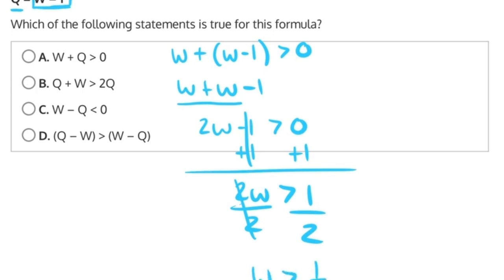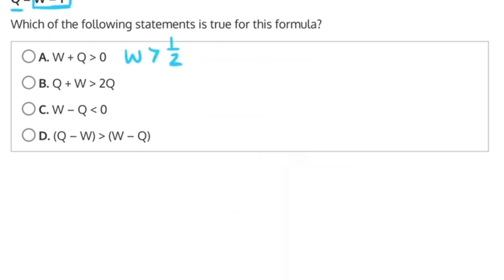In this case, this is too abstract for us to say this is the correct answer right away, so let's see if we can find a more concrete answer. We'll hang on to this. W is greater than 1/2. Now let's take a look at option B.